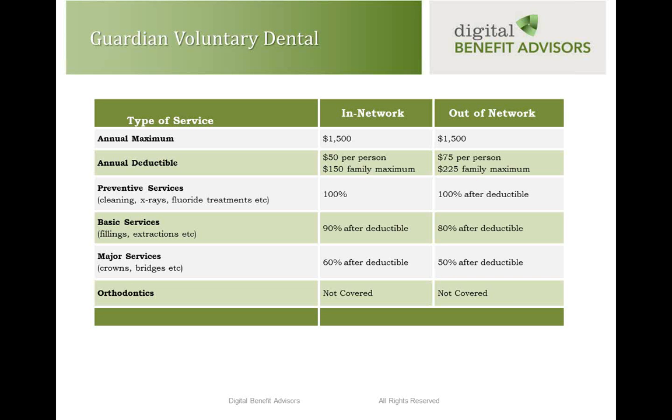Now, if you go in for your preventive services, so cleanings, x-rays, fluoride, all of that is covered at 100%. So you don't have your deductible that you have to pay when you just go in for your preventive services at an in-network provider. For basic services, that's going to be fillings, extractions. Those are covered at 90% after your deductible. And then major services, so crowns, bridges, inlays, onlays, are covered at 60% after deductible. This program does not include orthodontics.